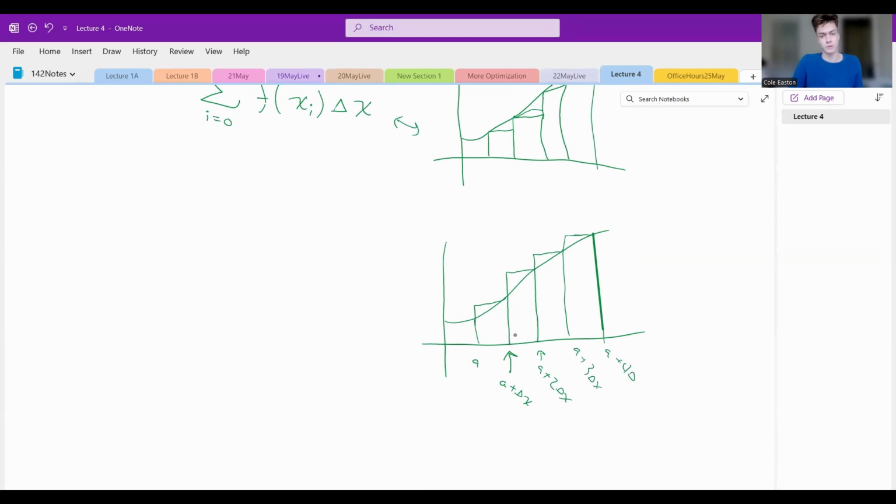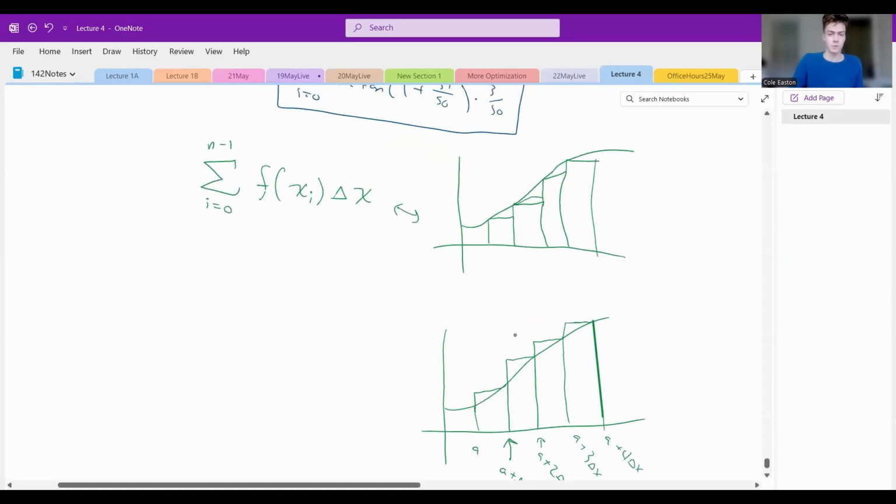So notice that before, we actually plugged in a into the function. That was the first thing we plugged in. And the last thing that we had plugged in was a plus 3 delta x. We never actually plugged in 4.